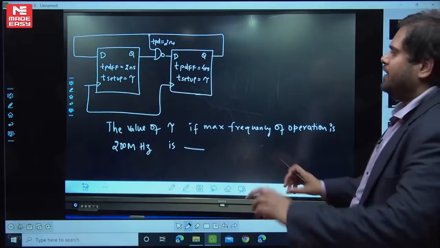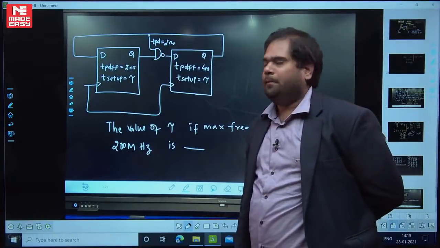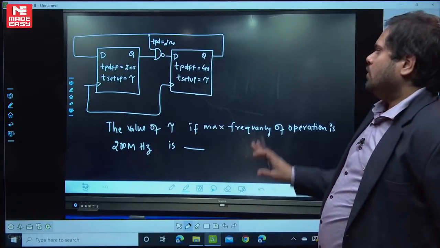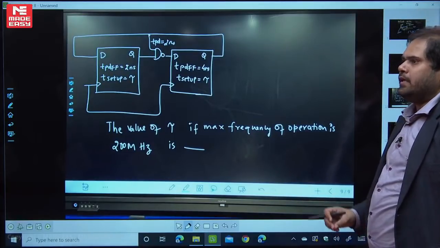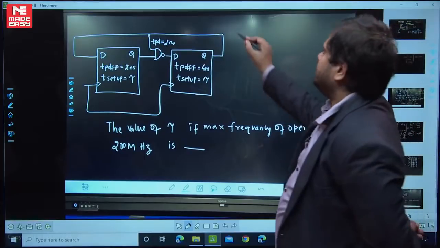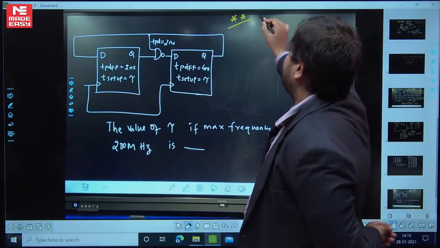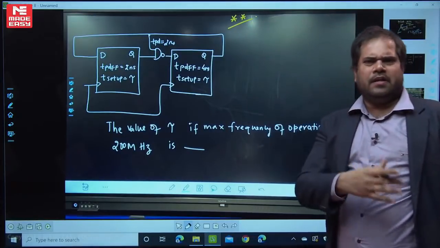Now comes the most interesting question on setup time, hold time. Now go through this question please. What I have done is, I have taken a simple circuit. Setup time, hold time is important. Last year also a question came. I have covered it exhaustively in the Telegram groups also.